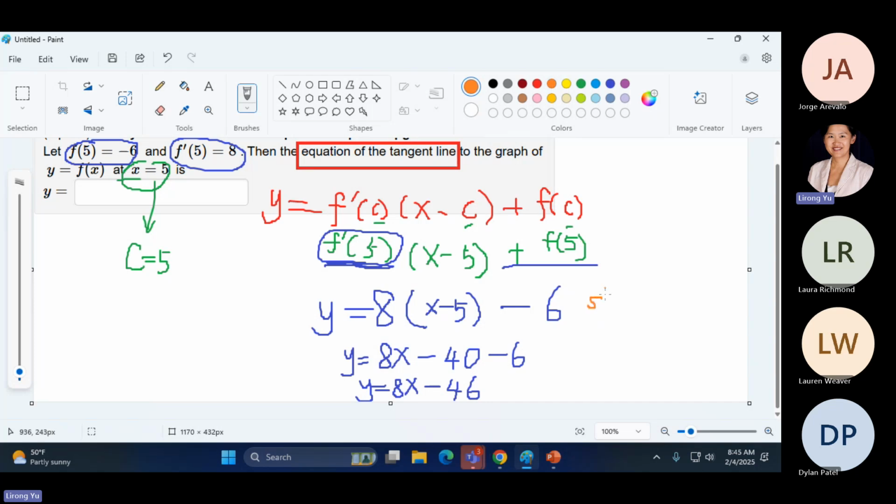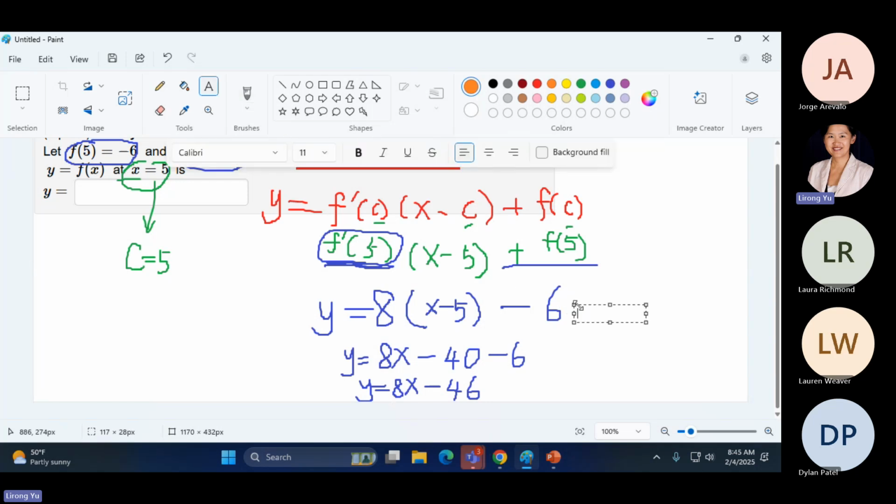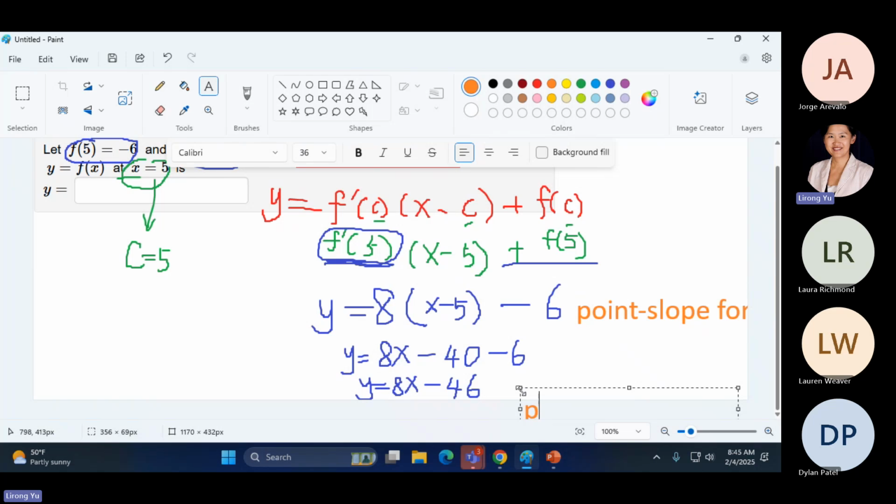So this is the format of the equation. This one is being called the point slope formula, because we have the point 5, -6 and we have the slope, which is 8, and that's being called point slope formula. You might refer back to your algebra book, point slope formula. And then the bottom one is the slope intercept formula. Yes, we have our slope in the equation. We also have the intercept, which is negative 46.